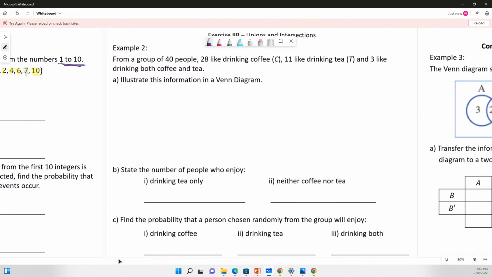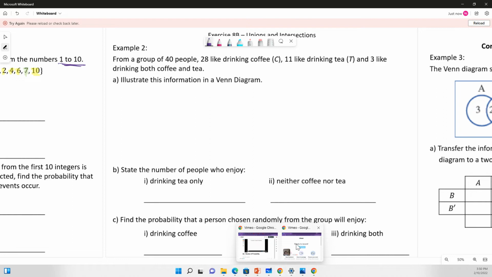Here is our second example. We've got a group of 40 people. 28 like drinking coffee, so we're going to call that C, people who like drinking coffee. 11 like drinking tea.